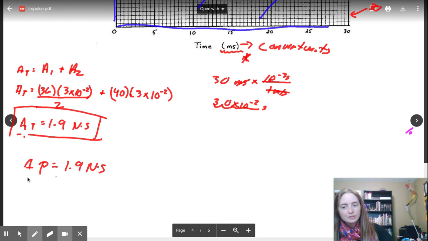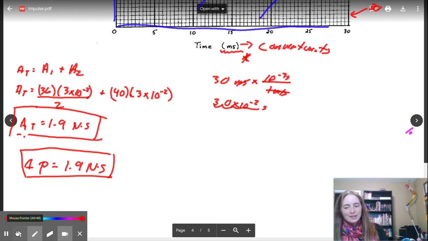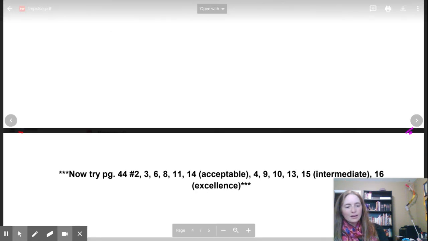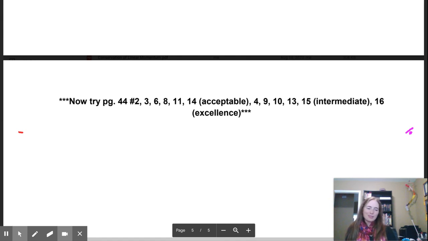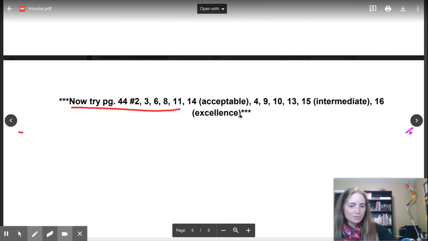All right, guys. So what we've got are practice problems for you to do. We've got these pages. These are the acceptable, intermediate, and excellence questions. I recommend doing a bunch of these questions. If you want to jump ahead to try the intermediate and excellence questions, go ahead. If you're super comfortable with all this, you're good. But definitely spend some time with this. Do your practice problems, and then you can go do the necessary questions on your assignment. Those I'll post on Google Classroom.